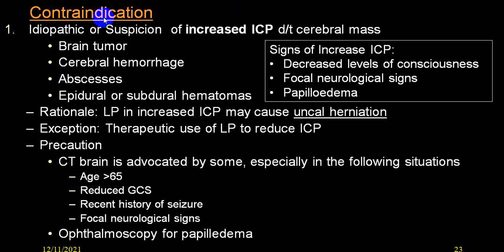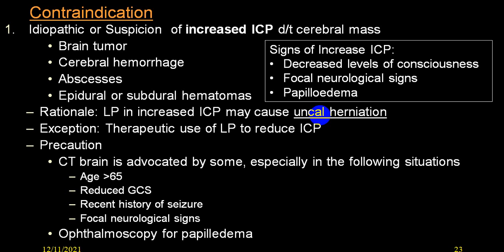So, contraindication in any person who has raised intracranial pressure with brain tumor, cerebral hemorrhage, abscess, epidural or subdural hematomas, etc. Or if there is a clinical suspicion of uncal herniation, or there is a therapeutic use for lumbar puncture to reduce intracranial pressure. So in those conditions, you will have to decide whether lumbar puncture can be done or not.